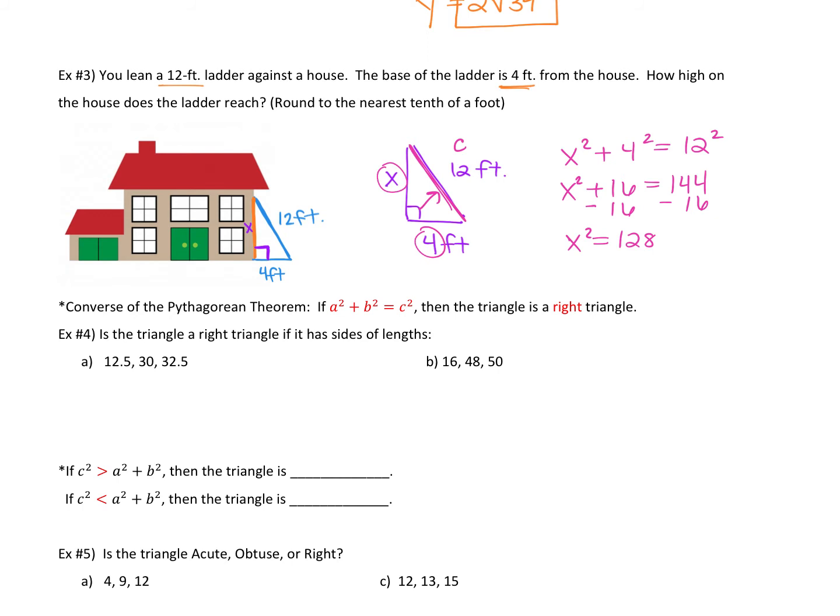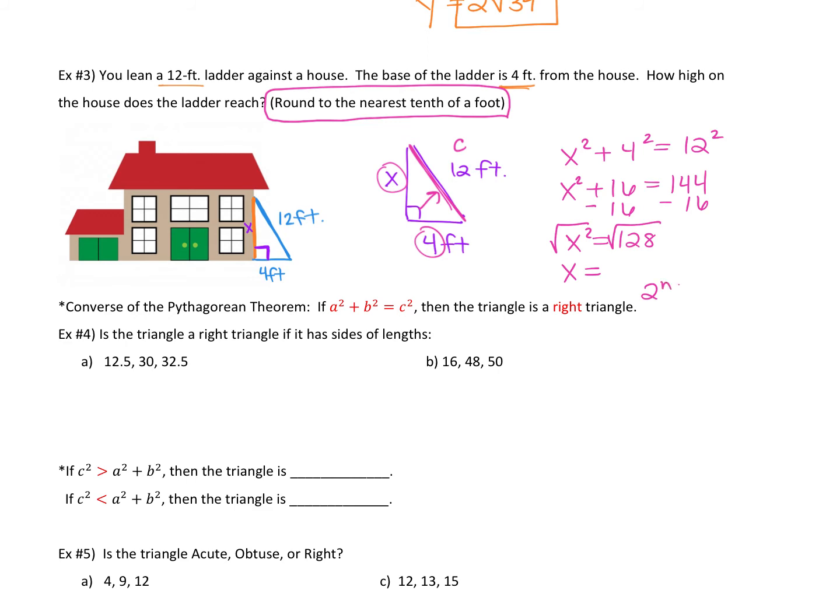Okay, now typically I'm gonna ask you to put things in simplest radical form when it comes to these types of problems, unless it's a real world problem, which this one is. This one says round to the nearest 10th of a foot. So here's what you're gonna do. Square root both sides. So X equals, and now you're gonna do that same thing again.